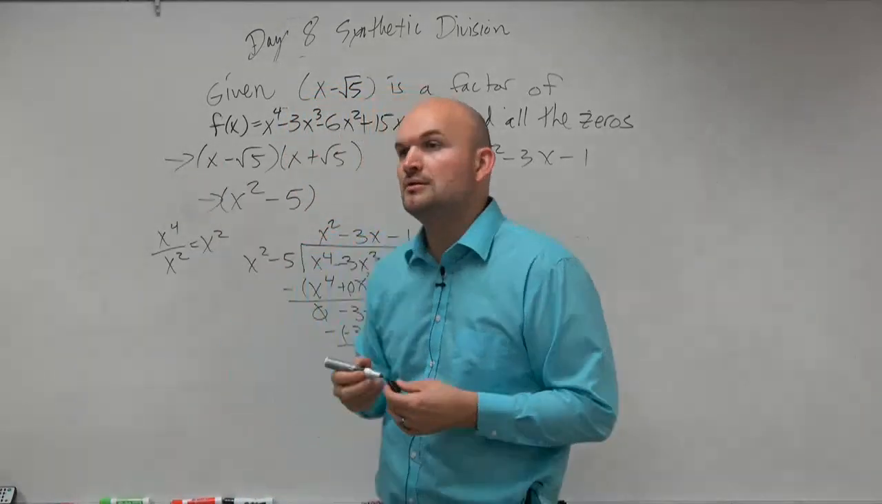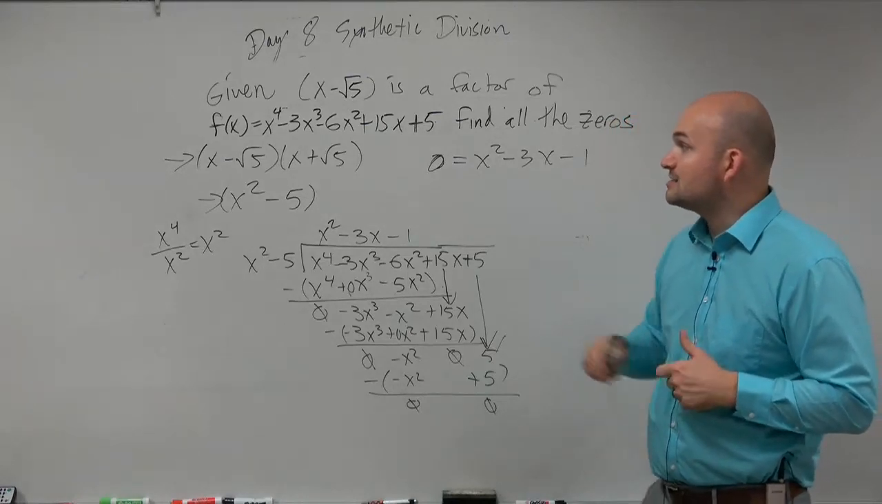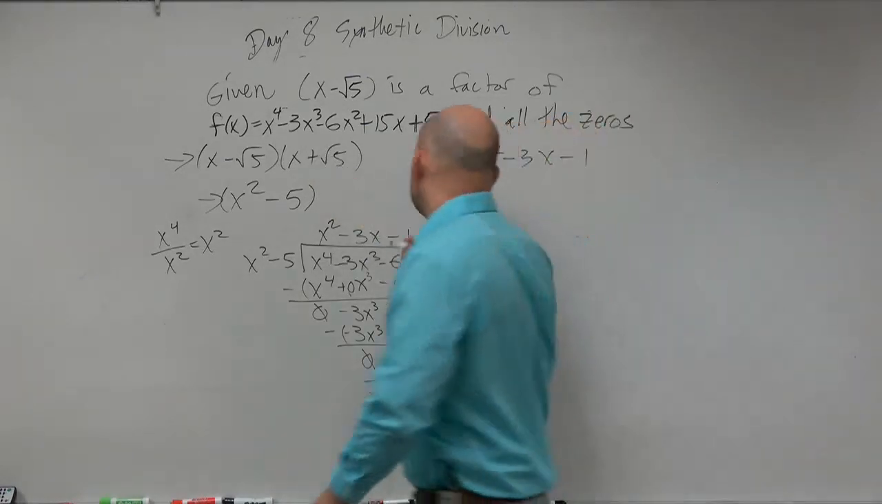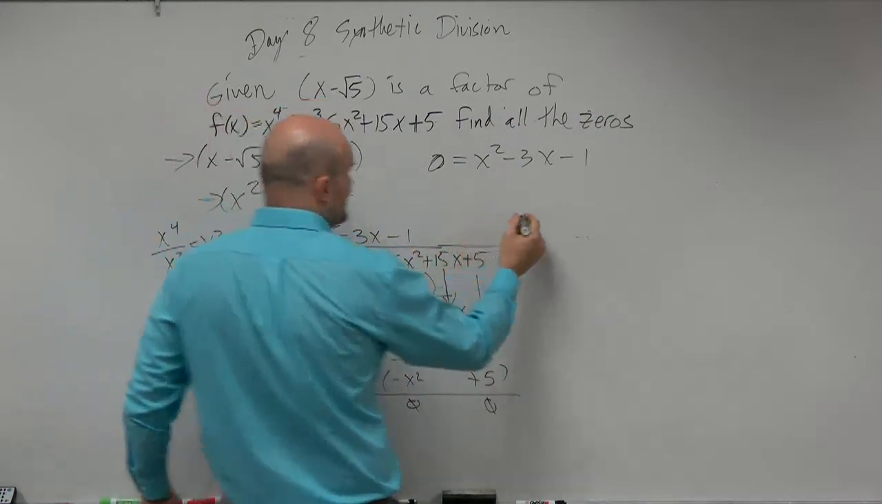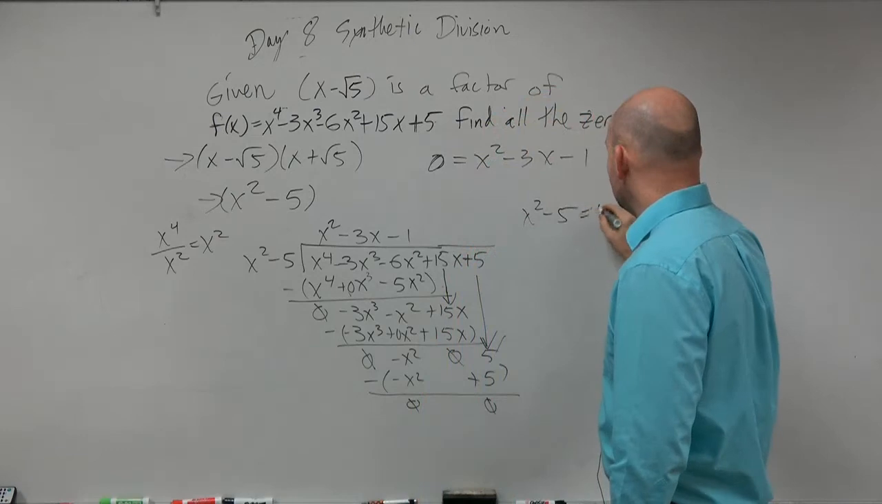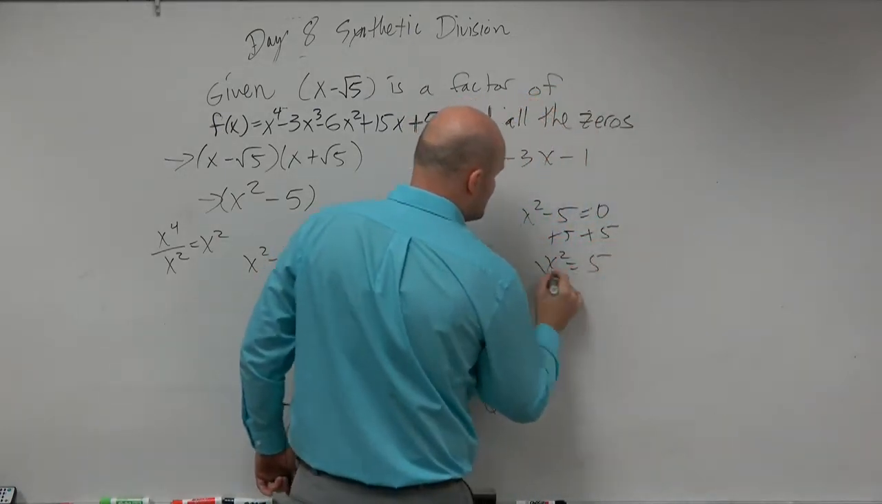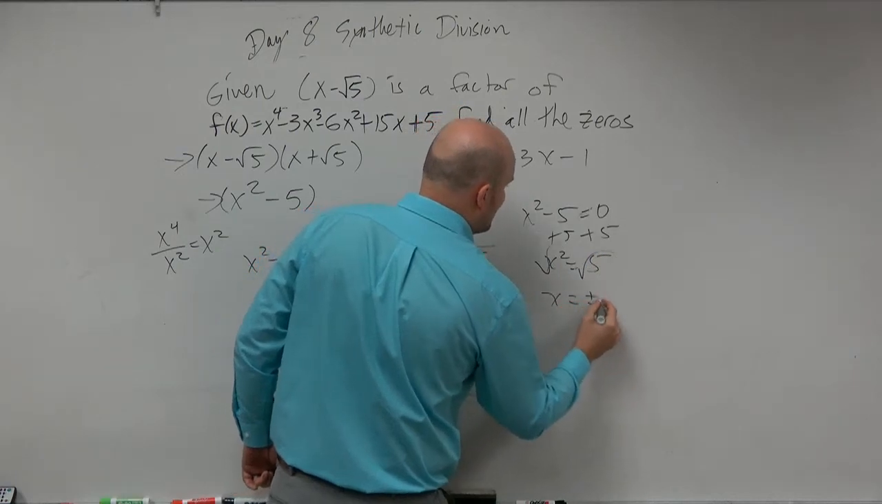You have a question? I'm so confused about how you know the factor. So just, you agree that if x squared minus 5 is a factor, you set it equal to 0, add 5, x squared equals 5, take the square root, x equals plus or minus the square root of 5.